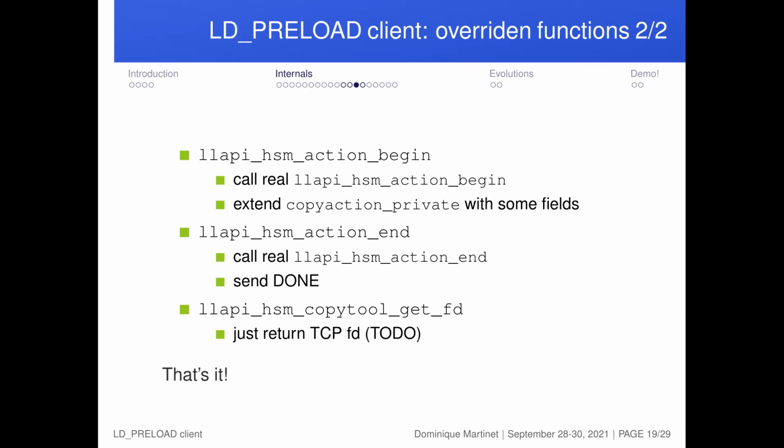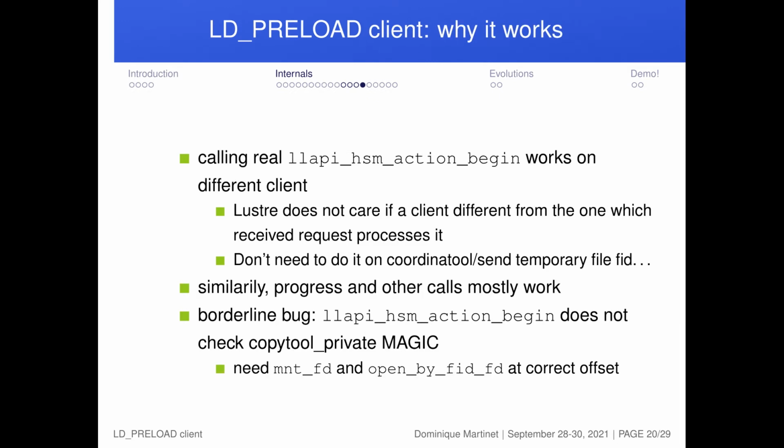I will also overload copytool get FDs that would just return the TCP file descriptor, because if I do that, we could actually chain the coordinators. That would be pretty useless, but it could be possible. And that's it. It's all the calls we need. We don't actually need more than this. So why does it work?